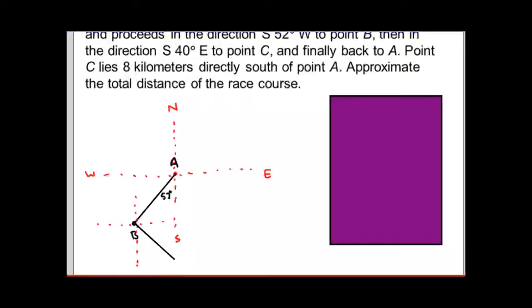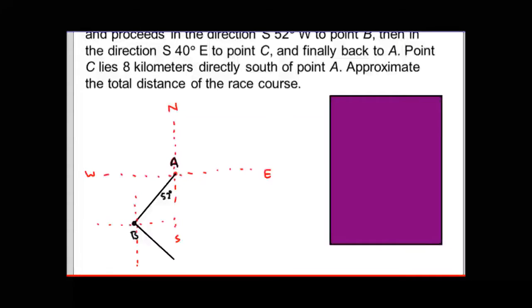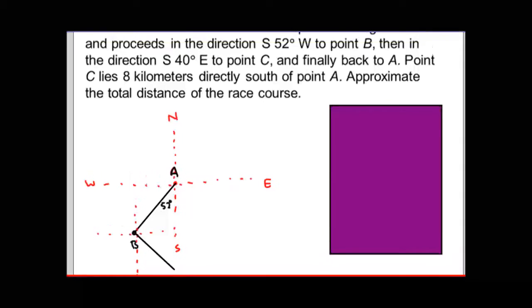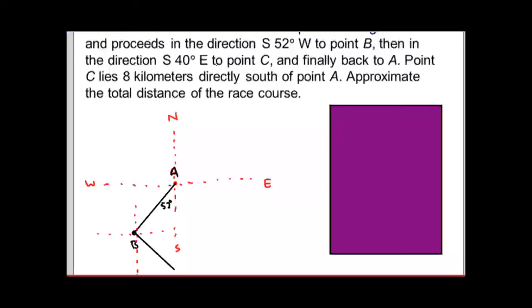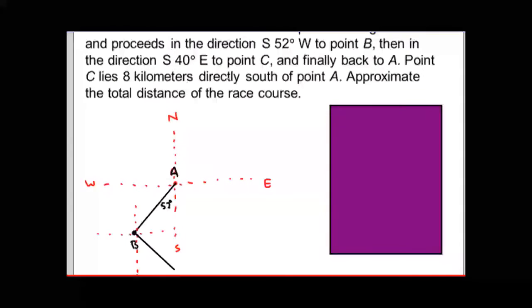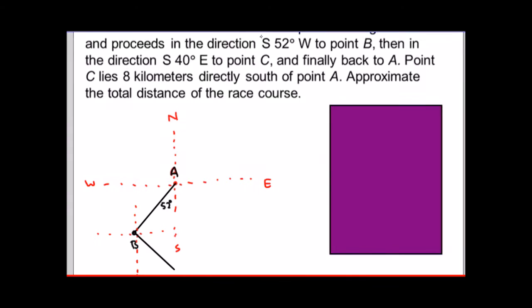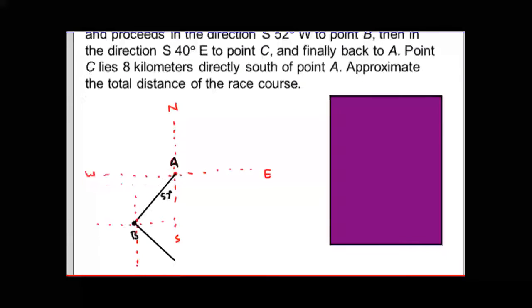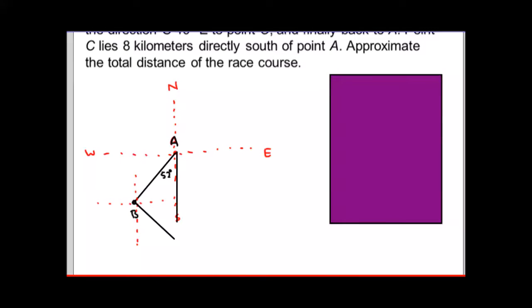And here's where I needed to read the rest of the question to myself. It says that south 40 degrees east to point C, and finally back to point A. It says point C lies 8 kilometers directly south of point A. So if I have point A and I go directly south, there's point C. There's point C, and it's 8 kilometers directly south.